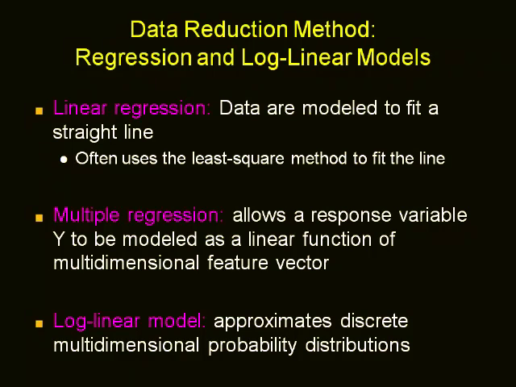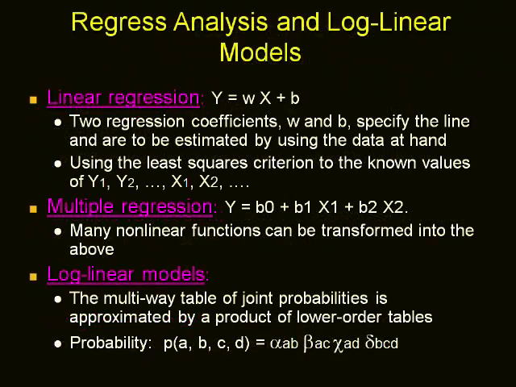Regression and log linear models. In linear regression, data is modeled by fitting a straight line. While fitting the straight line, we use the popular least squares method, with the condition that the sum of the squares of the error is kept at the minimum. In the case of multiple regression, a response variable y is modeled as a linear function of a multidimensional feature vector. So in parametric methods, we store only parameters instead of actual data.